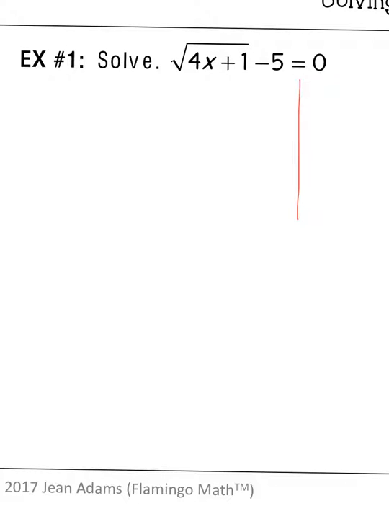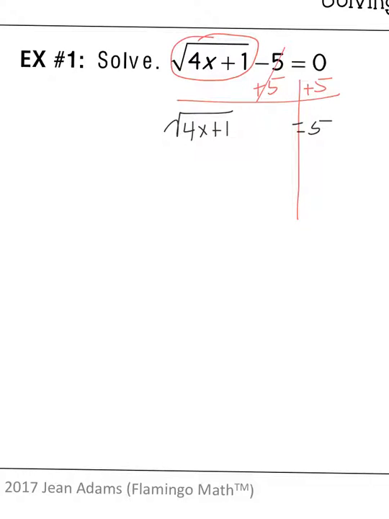First and foremost, what you do to one side, you must do to the other side. So I'm going to get this radical by itself first. That means I need to get rid of the -5, so I am going to add 5 to both sides. That gives me the square root of 4x plus 1 is equal to 5. Because my index here is 2, I am going to square both sides. A radical times itself is going to give you what's under the radical. So when you square the left side, you just get 4x plus 1. When you square the right side, you get 25.